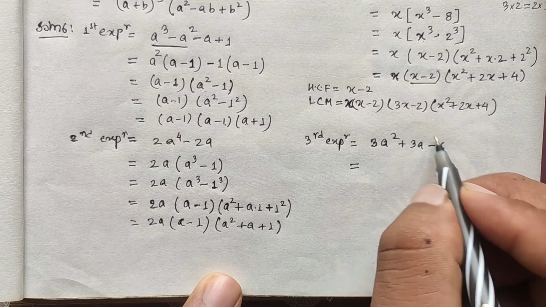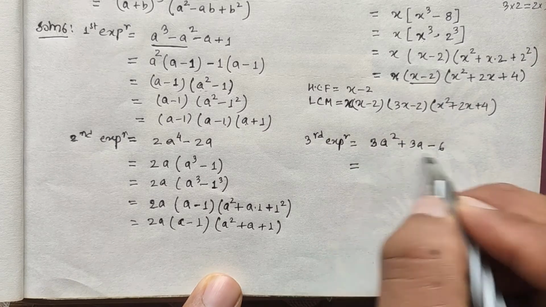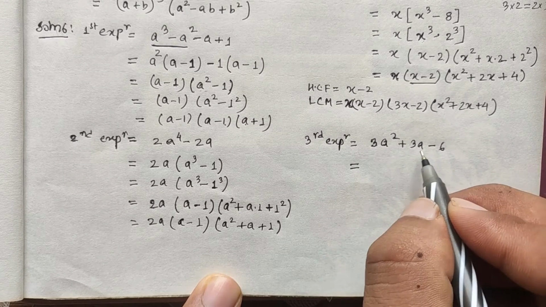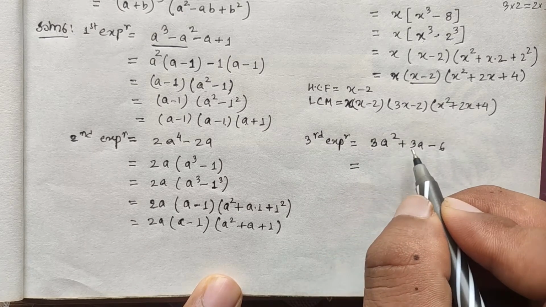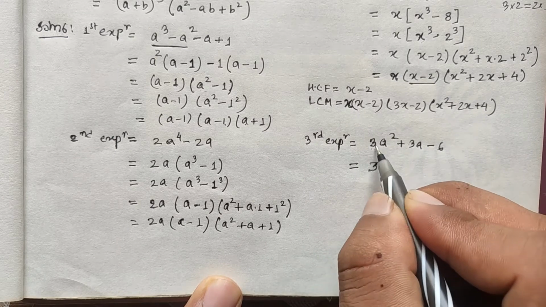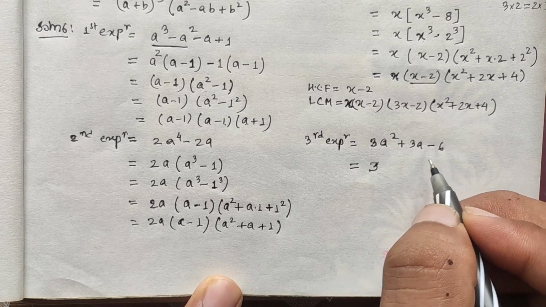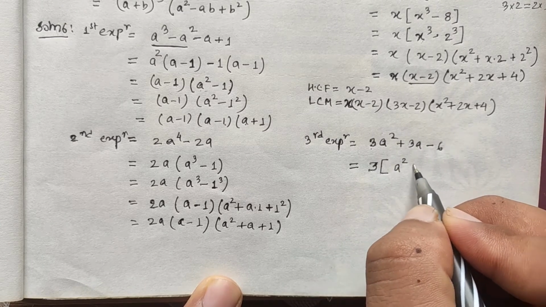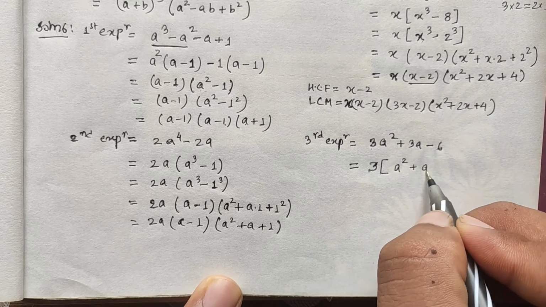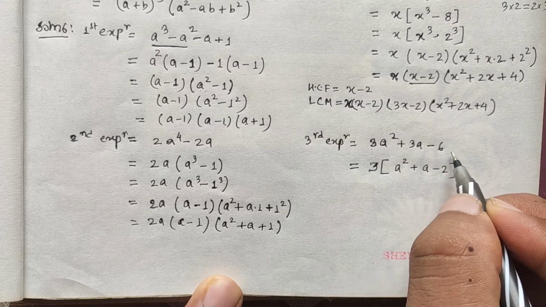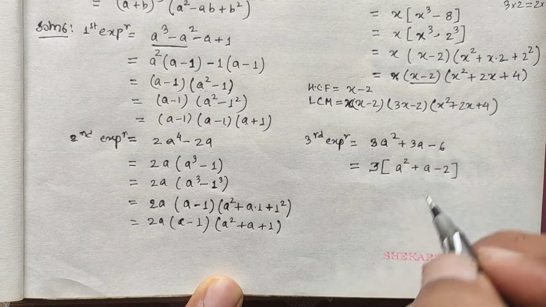We can directly solve it by middle term factor. Either you can take the middle term directly, or if you see anything common in all the terms, take it out. I am seeing 3 here, here, and here. 6 is 2 times 3. So what's remaining? A square plus a, and minus 2, because 2 times 3 is 6, so 3 is taken out and 2 remains.